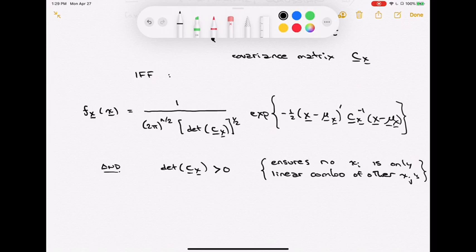And the particular form here is that fx is equal to 1 over 2 pi raised to the n over 2, and then we're going to multiply that by the square root of the determinant of the covariance matrix. And then there's that exponential that we expect that involves x squared terms, but it's done matrix style. So minus 1/2 x minus the mean transpose times the inverse of the covariance matrix times x minus the mean of x again. And for this to work out, it does require that the determinant of Cx be greater than 0. Really all this is doing is making sure that no element in our vector x is only a linear combination of other x's, meaning that we have a full rank matrix Cx basically.